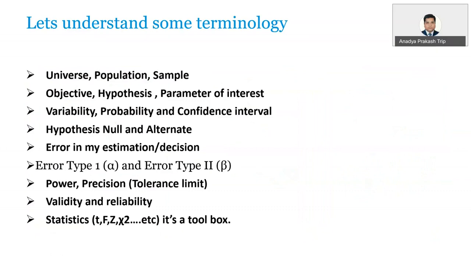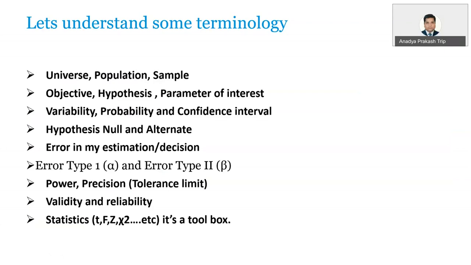So first, where we start is universe, population, and sample. This is a kind of set and subset process. Universe is the superset, the bigger set. And from that, there may be different populations. And then we are going to withdraw a sample from the population. Sometimes universe and population may be the same for your research problem, but sometimes it may differ.